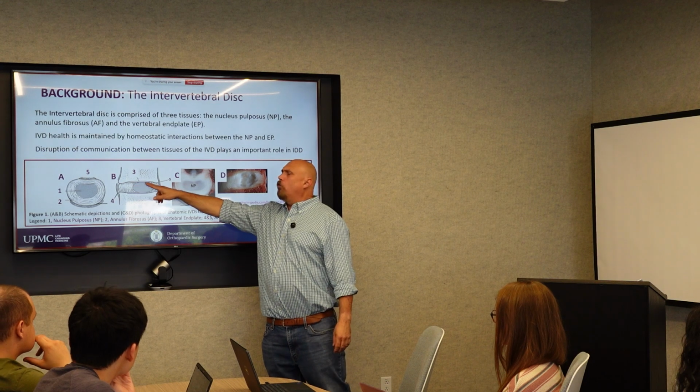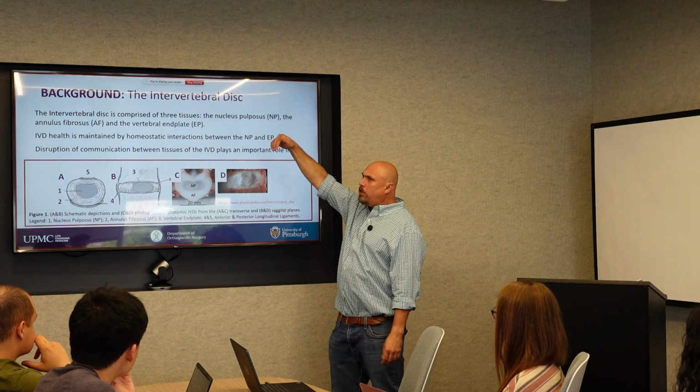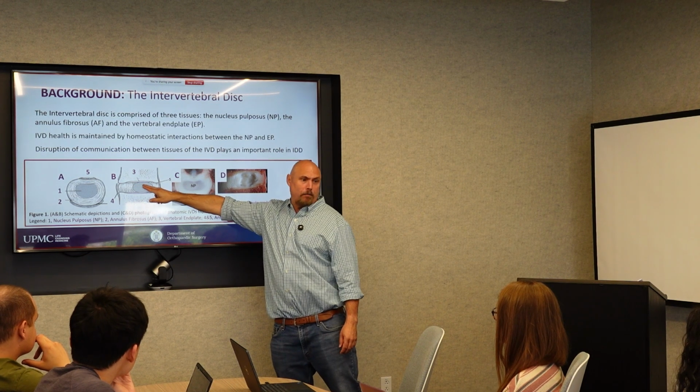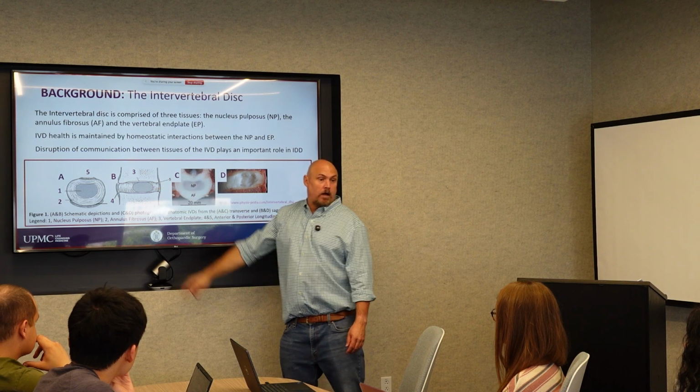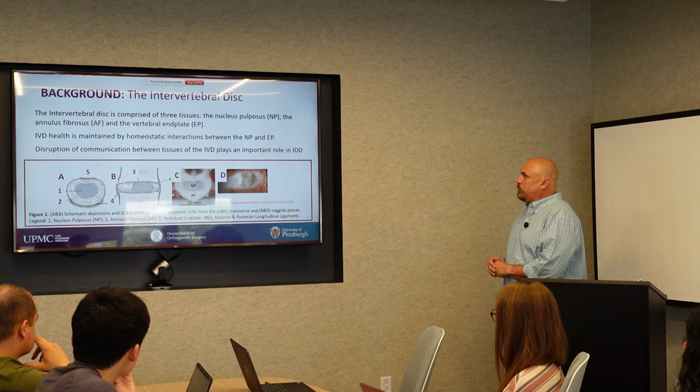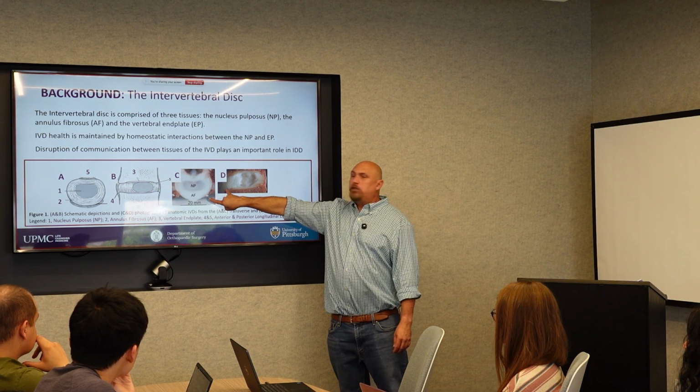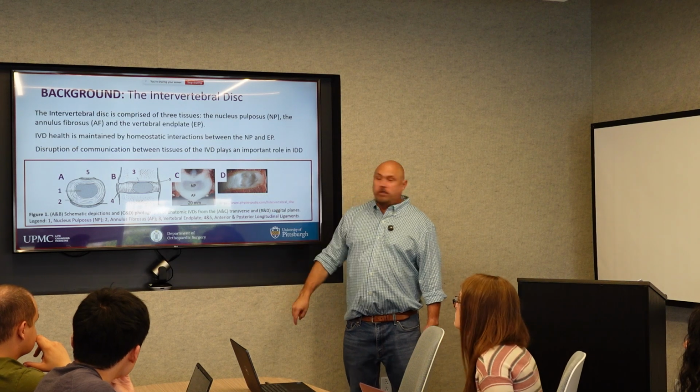It's more porous in certain areas than others, and it acts as the only communication route for nutrients and metabolites to move in and out of the nucleus pulposus. So it's a really important structure. And what I'm providing here is just some images of what they actually look like. This is a healthy one, by the way.